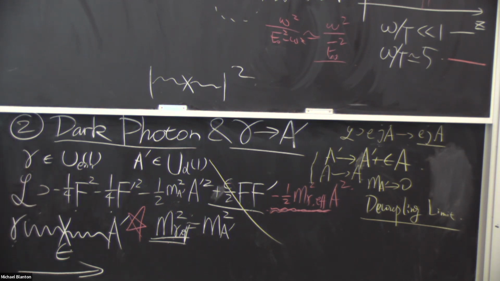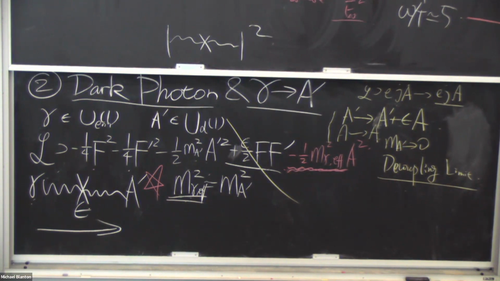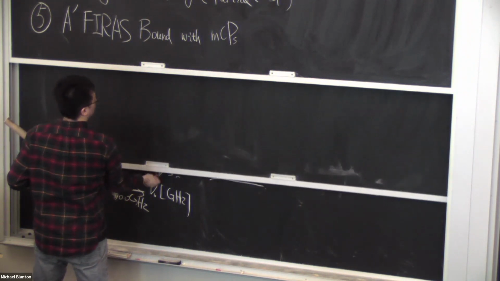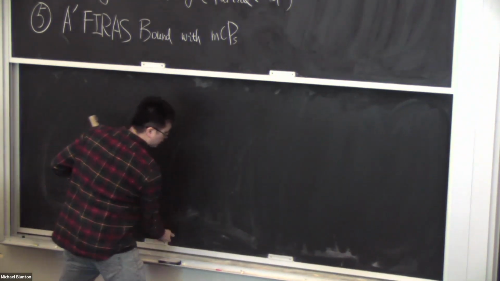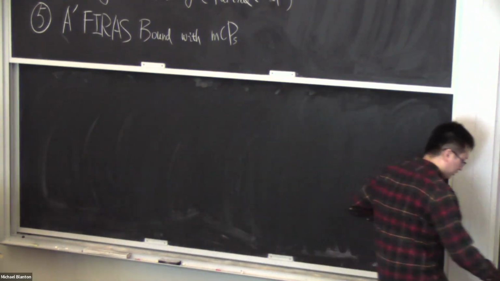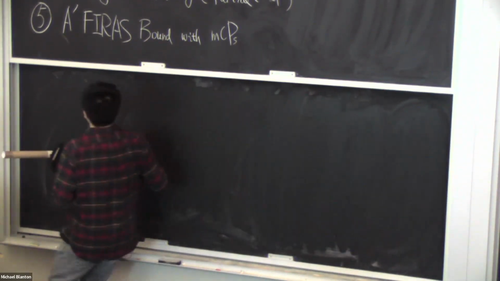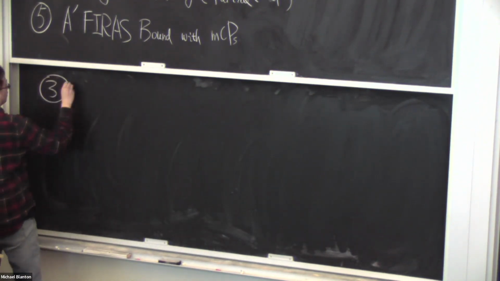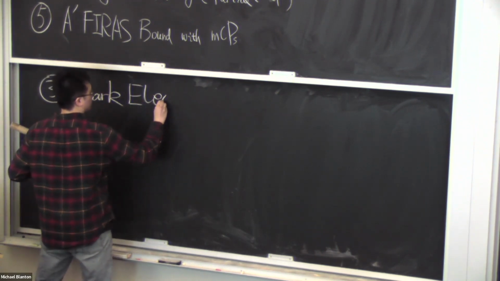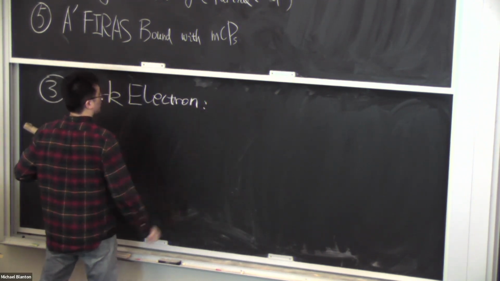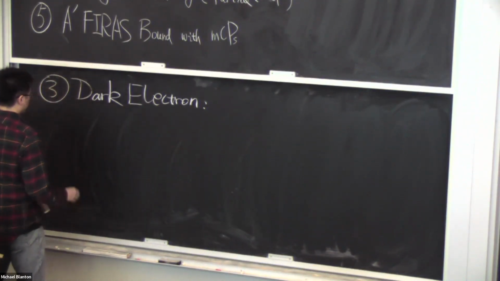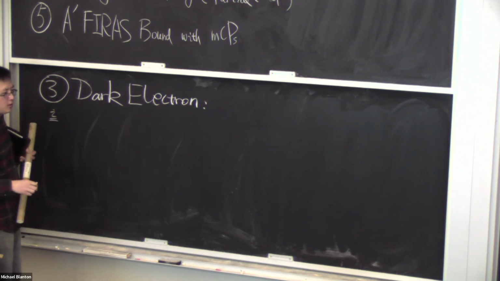Yeah. So the third part is about the dark electrons. So what will happen if there is some dark electron in the early universe? The first effect is the dark photon.